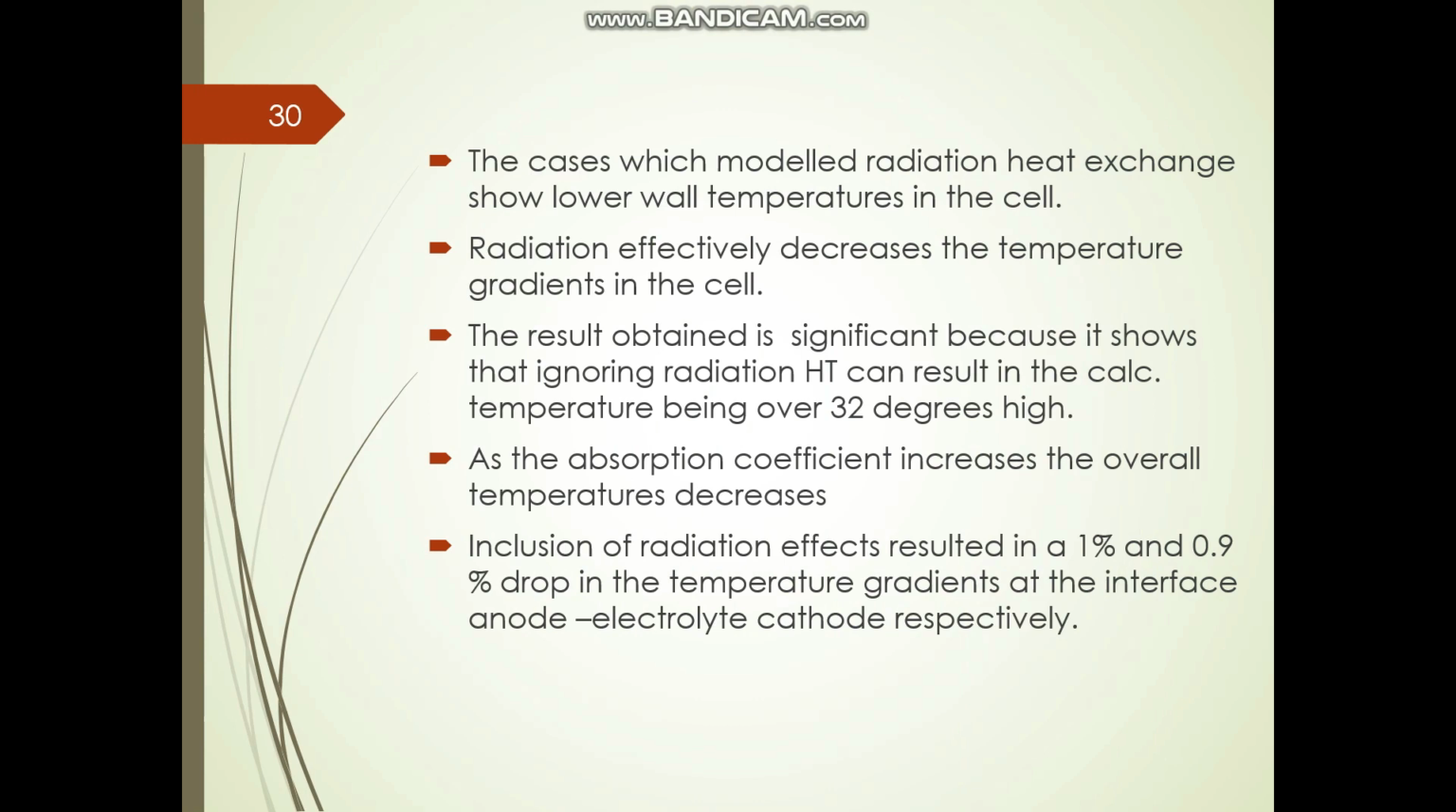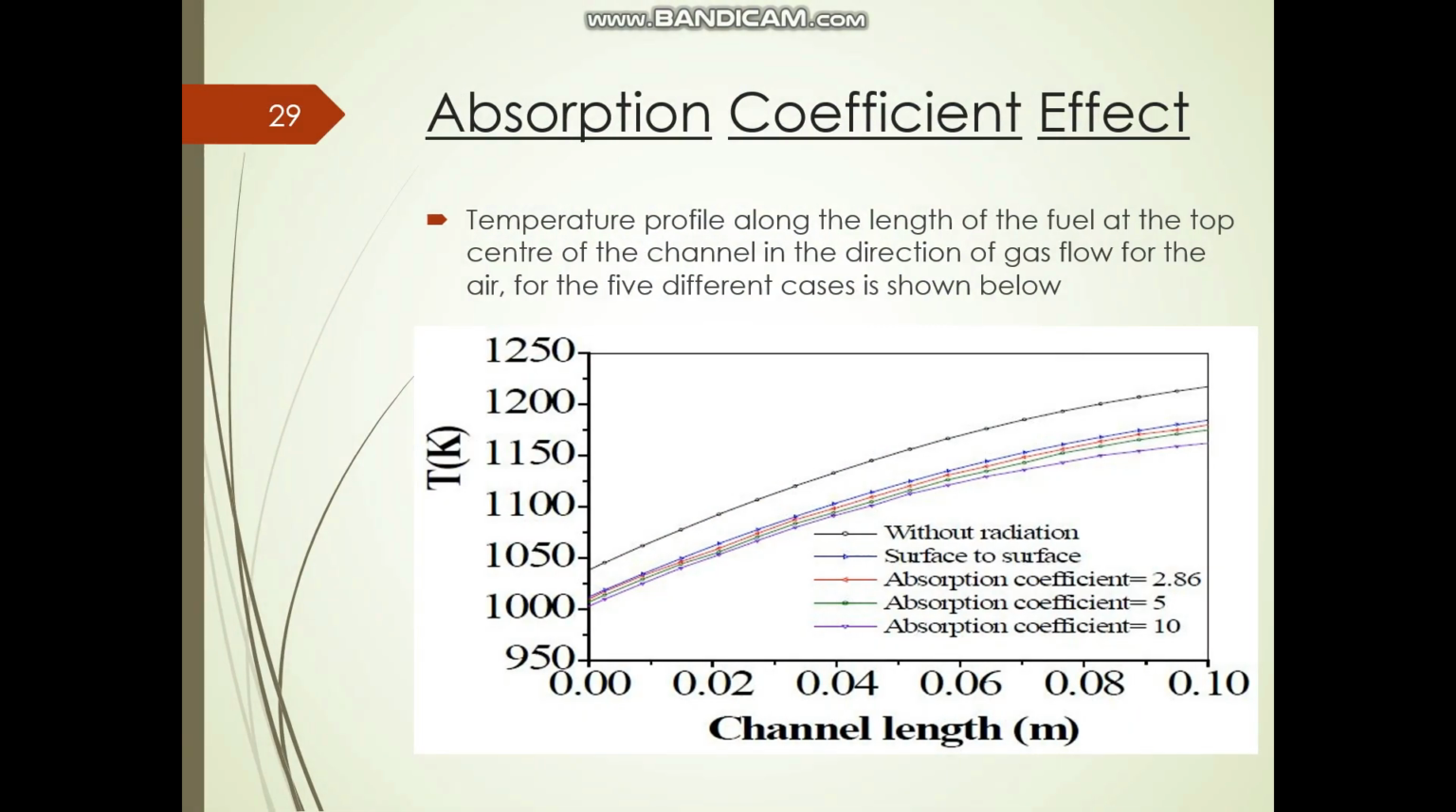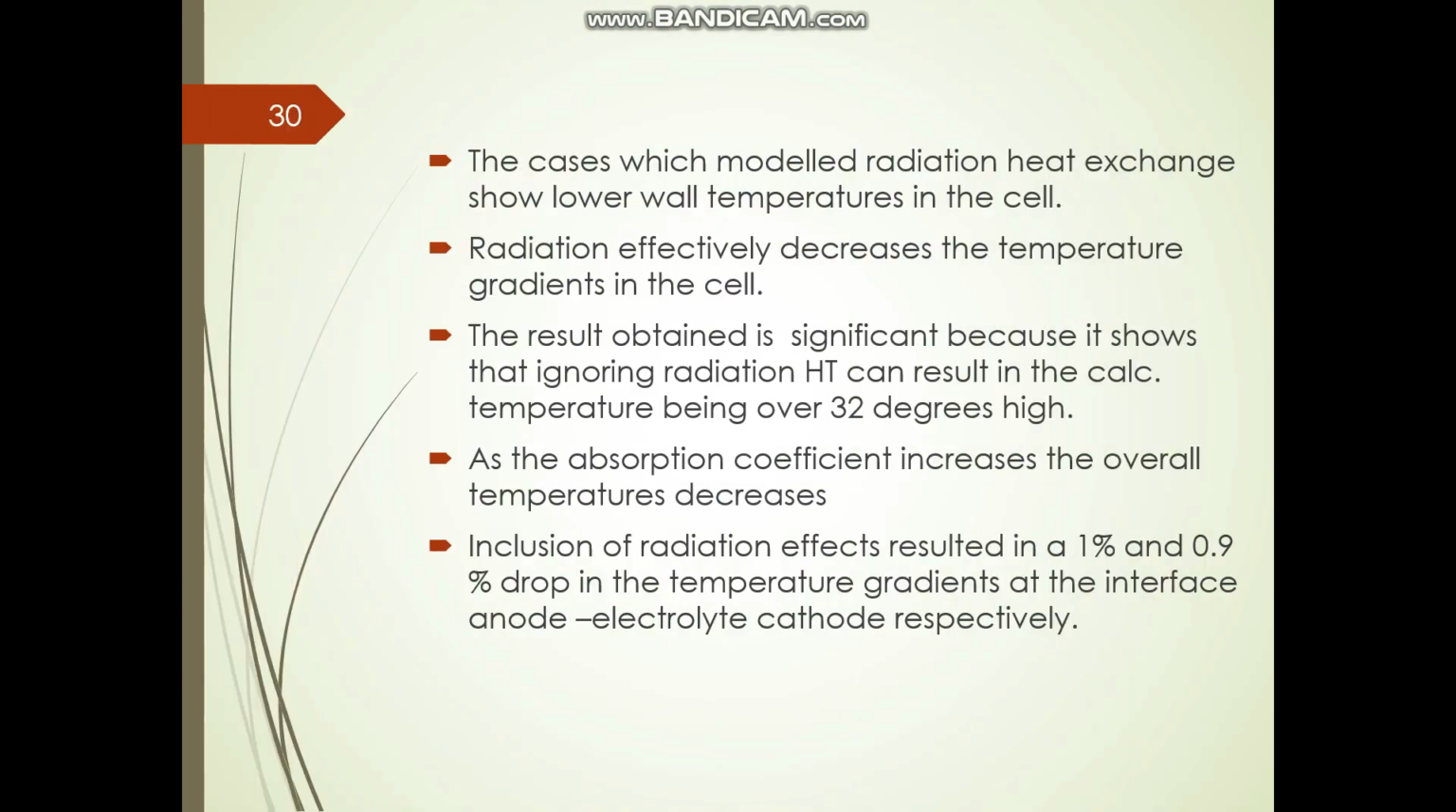The result obtained is significant because it shows that ignoring radiation heat transfer can result in the calculated temperature being over 32 degrees high. From the graph we can see that as the absorption coefficient increases, the overall temperature decreases. Inclusion of radiation effects resulted in a 1% and 0.9% drop in the temperature gradients at the interface anode electrolyte and cathode electrolyte respectively.